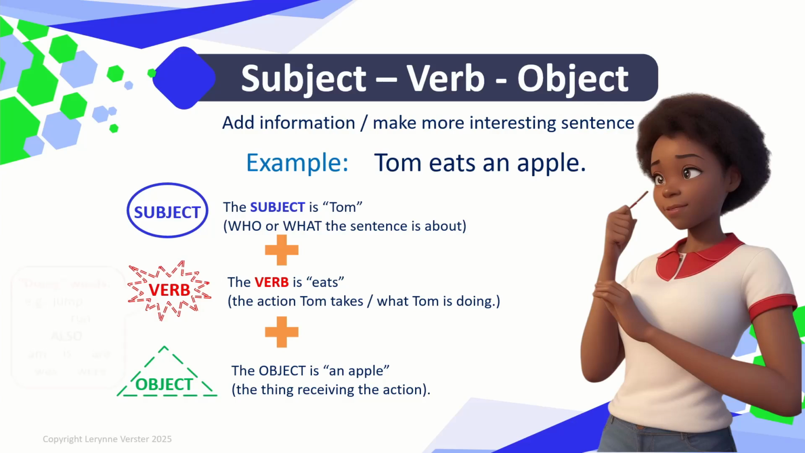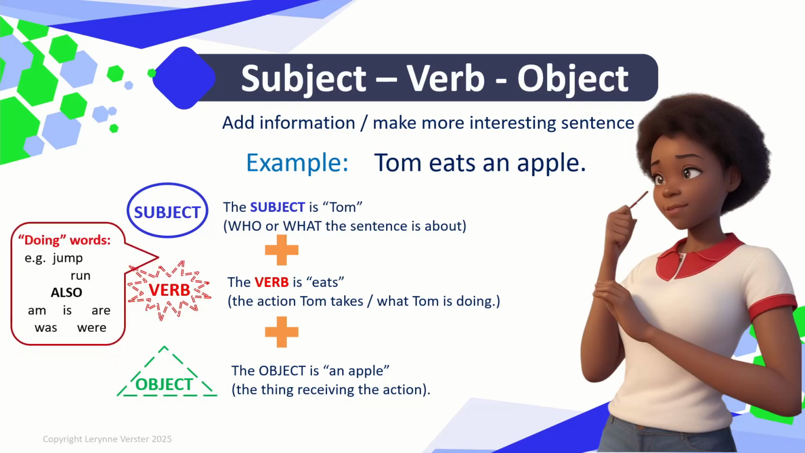A quick word on verbs. Usually we think of verbs as doing words. Words that tell us what action is occurring or what someone is doing. Words like jump or run are verbs. Some verbs look a little different though. The words am, is, are, was, and were are also verbs. Keep an eye out for them.